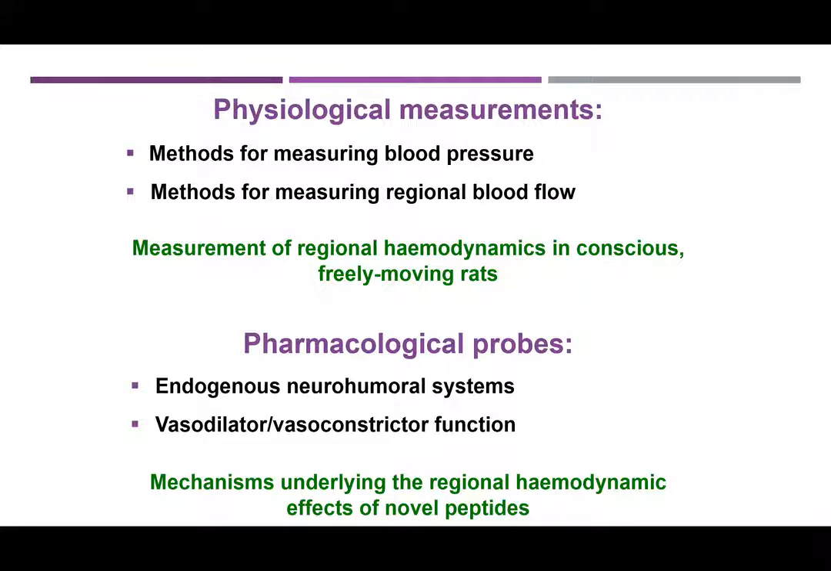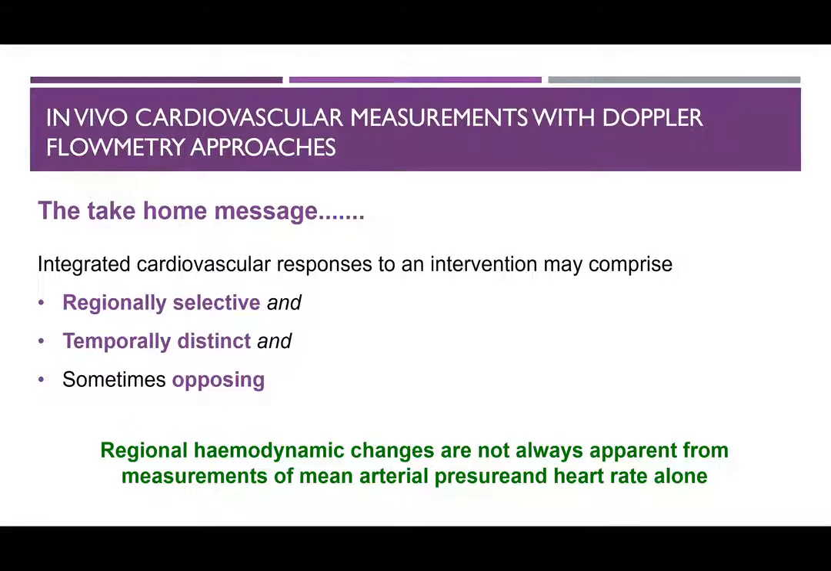So we can look at endogenous humoral systems. We can look at mechanisms that are involved in vasodilator and vasoconstrictor function, and really explore some of these novel peptides in a conscious, freely moving animal. And so if there's any take-home message that I could leave you with, it's that the integrated cardiovascular responses allow us to look regionally selectively, in a temporally distinct manner, and also allow us to sometimes look at events that are clearly opposing. And so in one vasculature, you might see a vasoconstriction, and in another, a vasodilatation. And that those changes are not always apparent if you only consider changes in mean arterial pressure and heart rate alone.